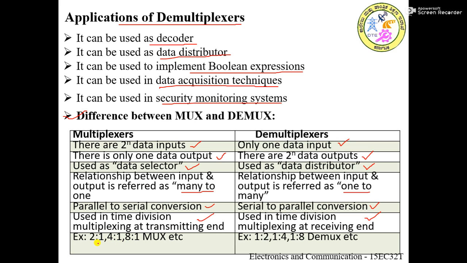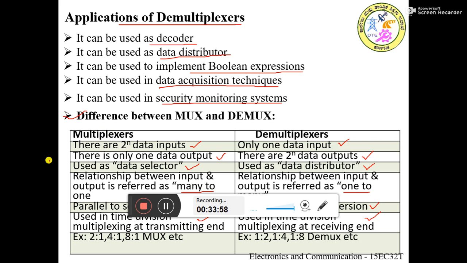Next, we can write a few examples for multiplexers. The variants that are available here are 2:1, 4:1, 8:1, or 16:1, and so on. Similarly, the logic systems here can be indicated by 1:2 or 1:4 or 1:8 demultiplexer. Again, this is an important question for 5 marks. So this is all about the multiplexers and demultiplexers.